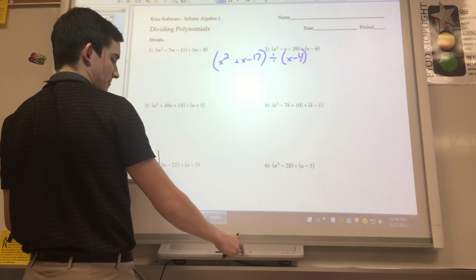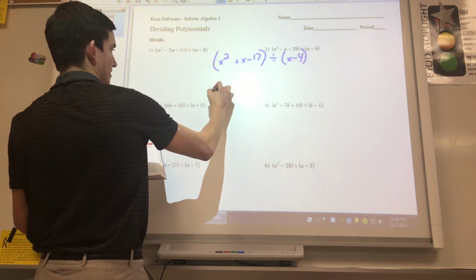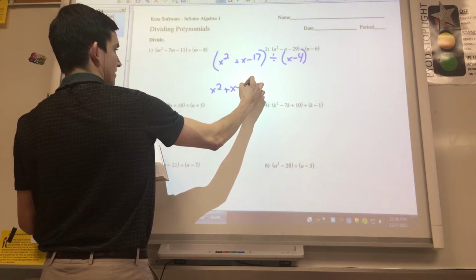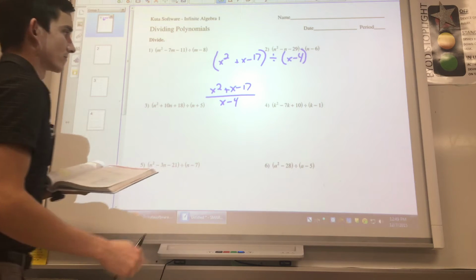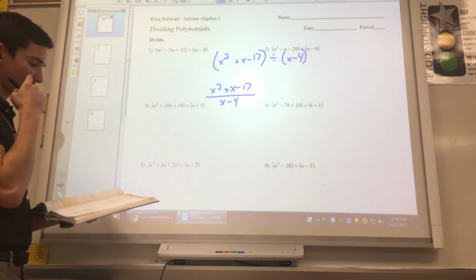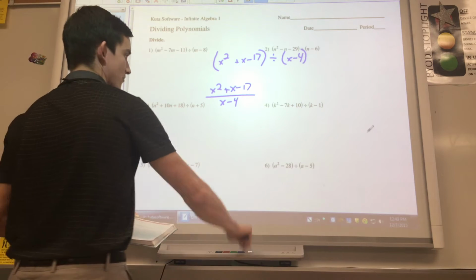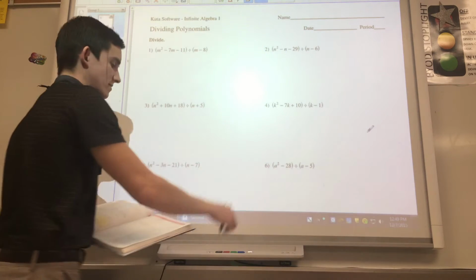But you guys would probably be more used to seeing it look like this. All right, so we're dividing polynomials by polynomials now. And the book really goes over 2 different ways of doing that.